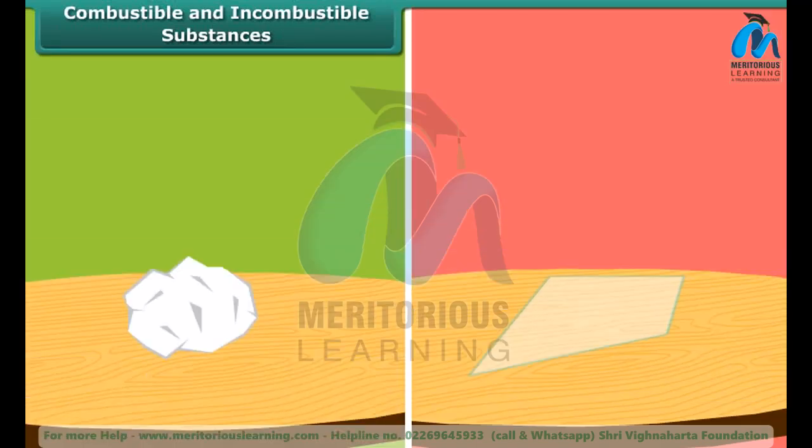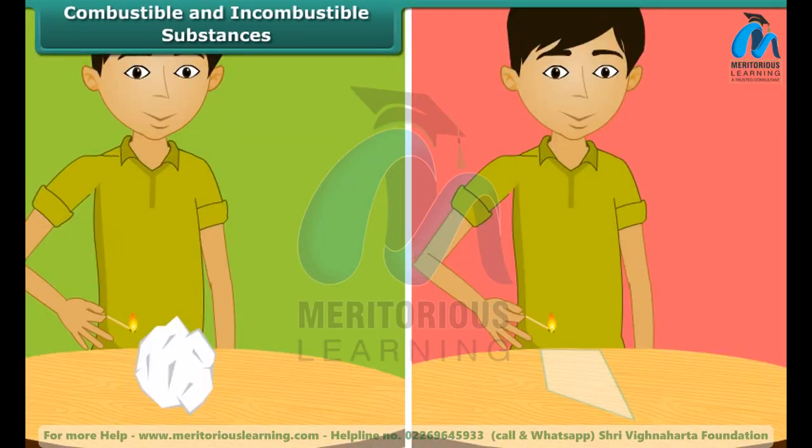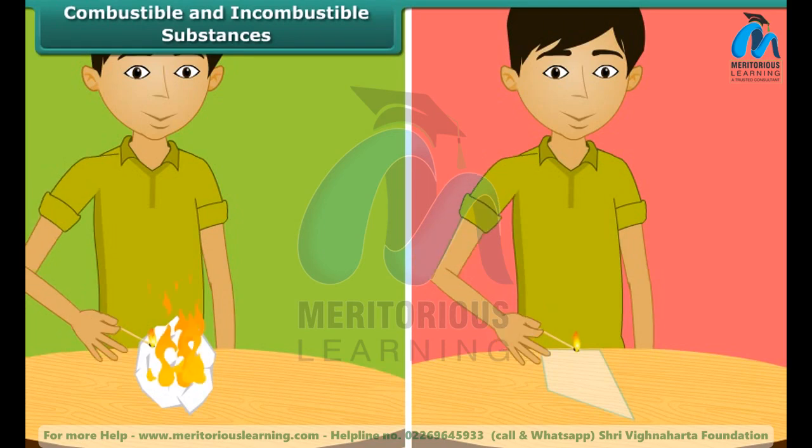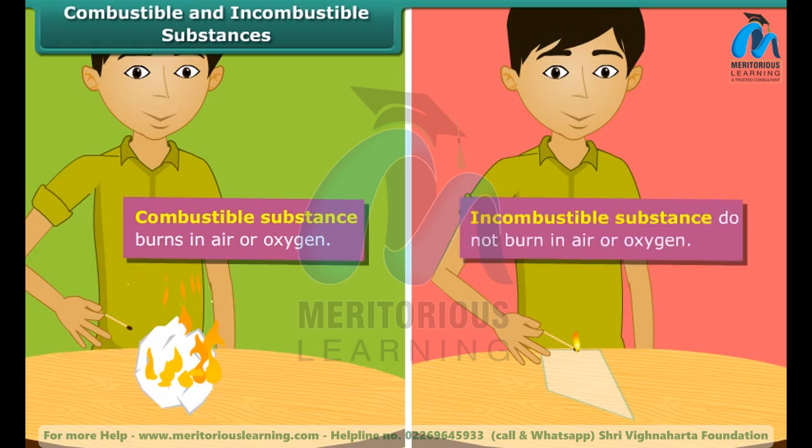There are two types of substances. Some substances catch fire and burn, while the other group does not catch fire. As you can see, the boy is bringing a lighted matchstick close to the paper and glass. Paper catches fire, and so it is called combustible substance. The glass does not burn, and such substances which cannot burn in air or oxygen are incombustible substances.